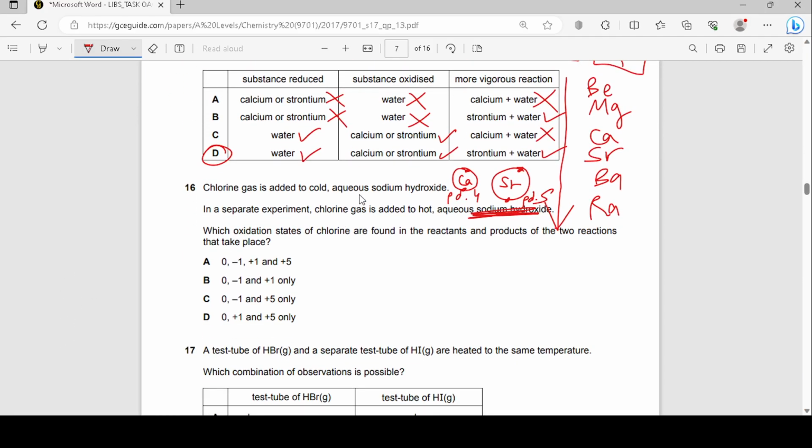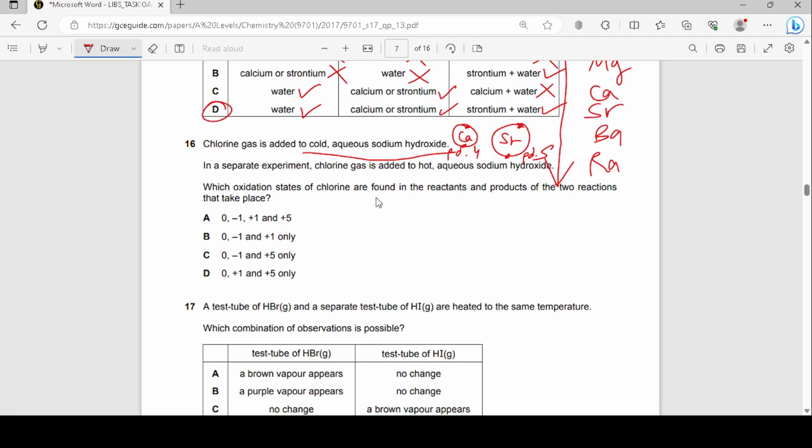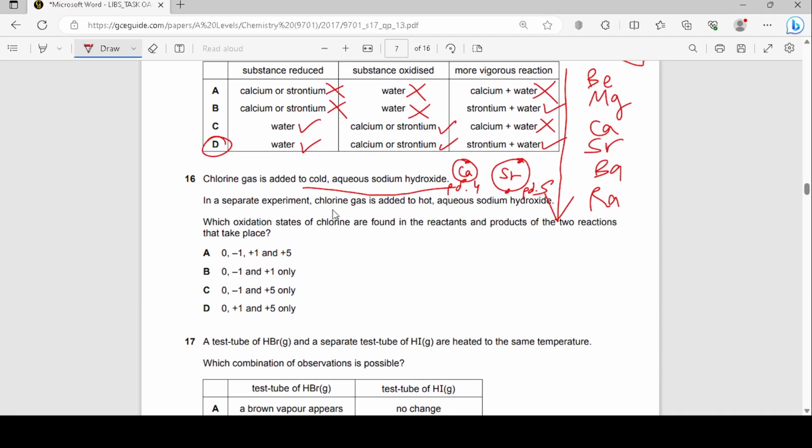Chlorine gas is added to cold aqueous sodium hydroxide. In a separate experiment, chlorine gas is added to hot aqueous sodium hydroxide. Which oxidation states of chlorine are found in the reactants and products of the two reactions that take place? Alright, so let's write down the two reactions. These are actually quite famous case studies in AS, I would say. You should have seen them by now.